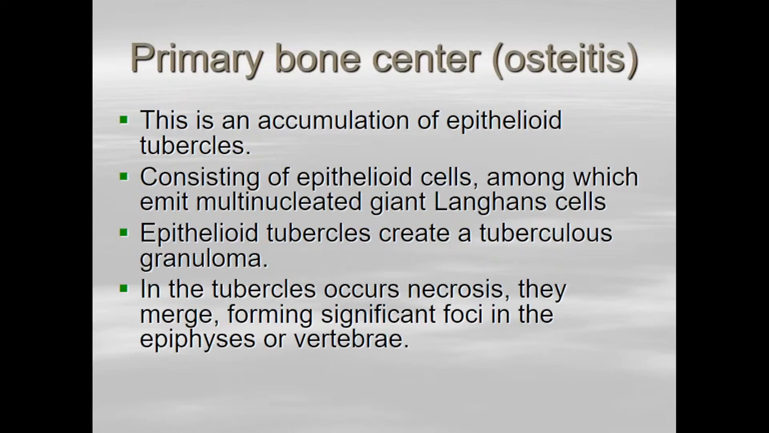This is an accumulation of epithelioid tubercles, consisting of epithelioid cells, among which multinucleate giant cells stand out. Epithelioid tubercles create a tuberculous granuloma. In the tubercle, necrosis occurs. They merge, forming significant cavities in the epiphysis of the vertebra.